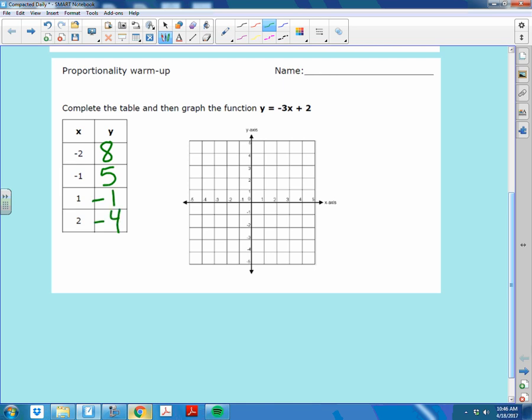So let's graph these. We have negative 2, 8. That doesn't even go up that far. So we end up with negative 1, 5, which is here. 1, negative 1, which is here. And 2, negative 4, which is here. Now here's my question. Is that linear?